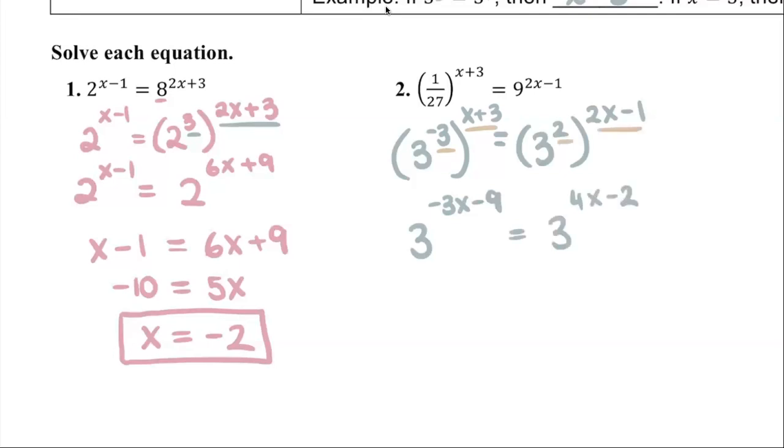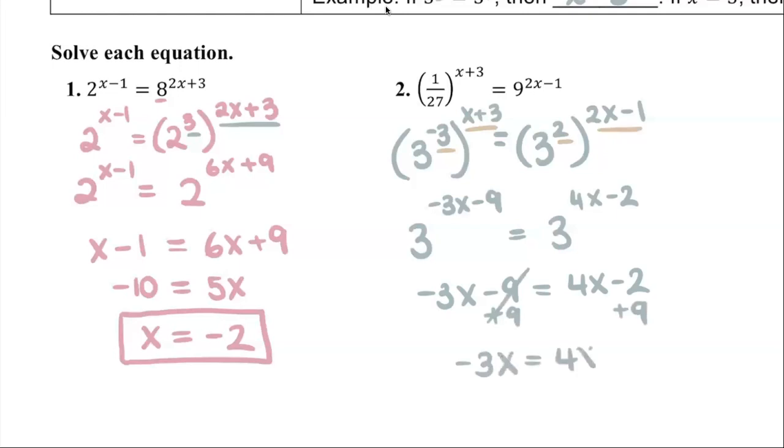And now what can I do? You would remove the base and then set the exponents equal. Good. All right. So let's solve. And what do we get? So do you want to subtract the 4x over, or do you want to add the 3x to the right-hand side? I'll leave that up to you. Oh, I added 9 on both sides first. Okay. Perfect.